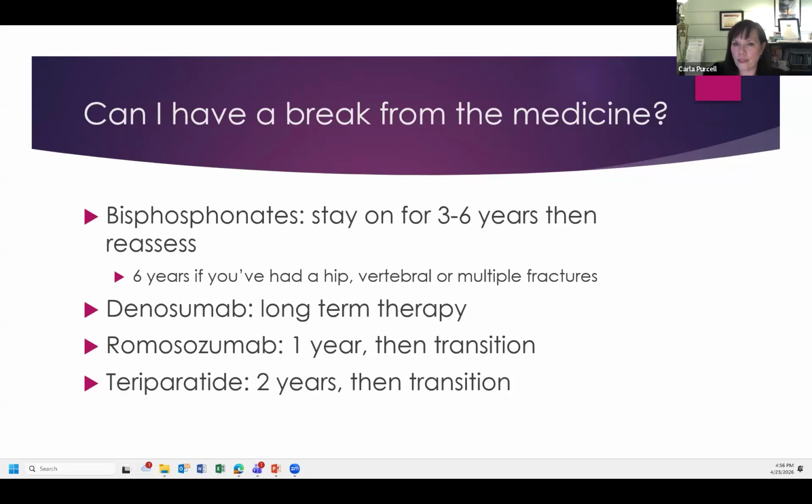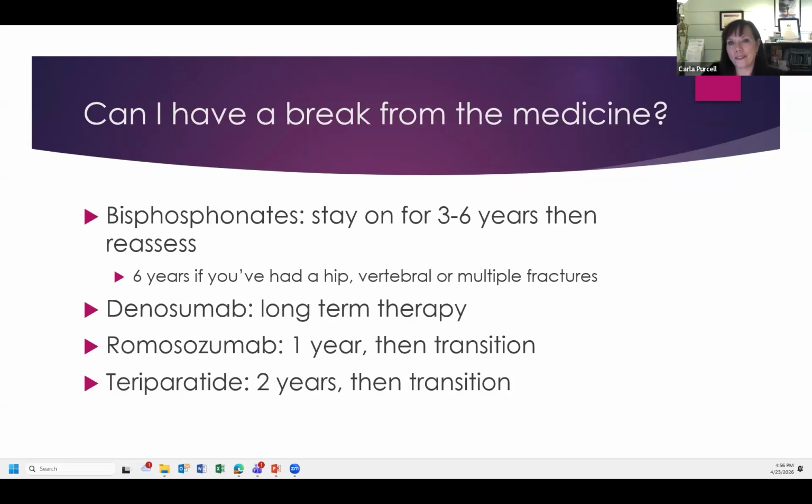6 years, probably a little longer if you've had the more serious fractures like a hip fracture or a vertebral fracture, have had multiple fractures. So you can have a break from it for a while and have your fracture risk reassessed and see if you need to go back on it after a few years.